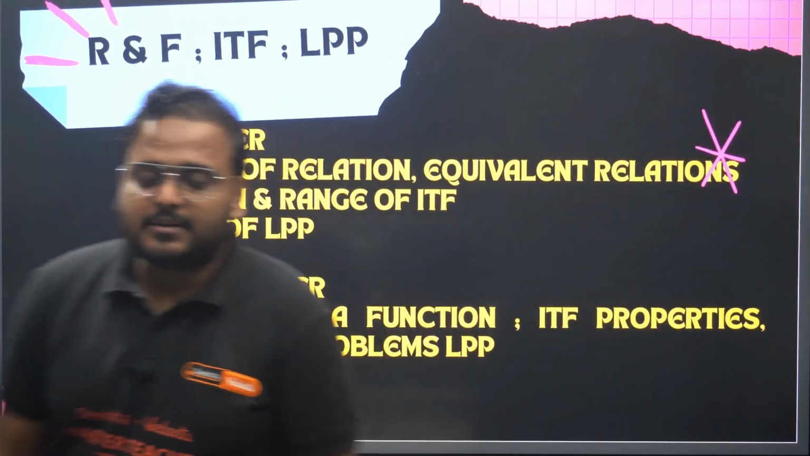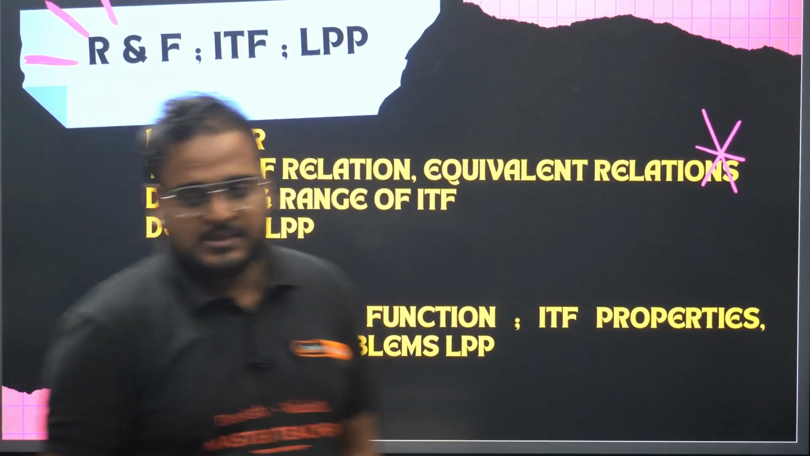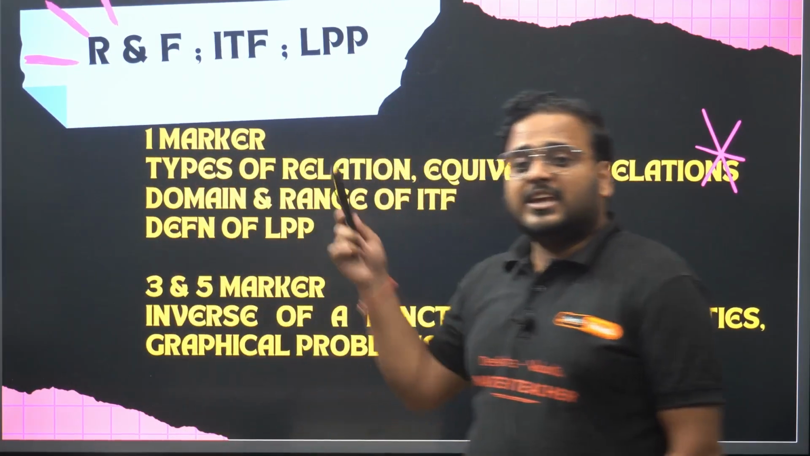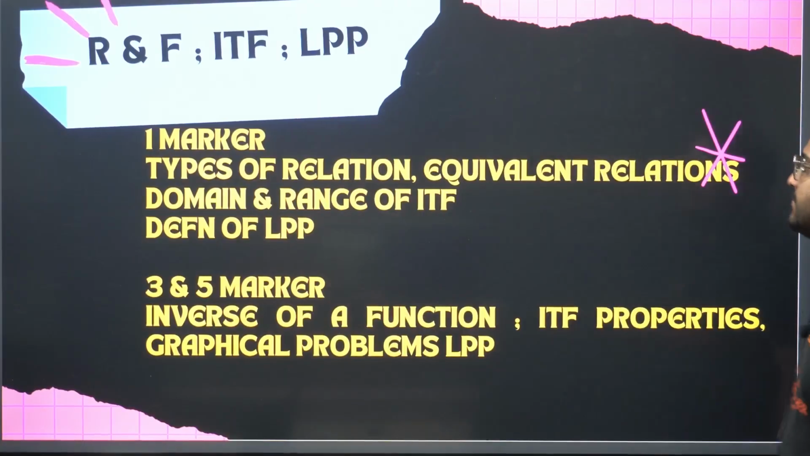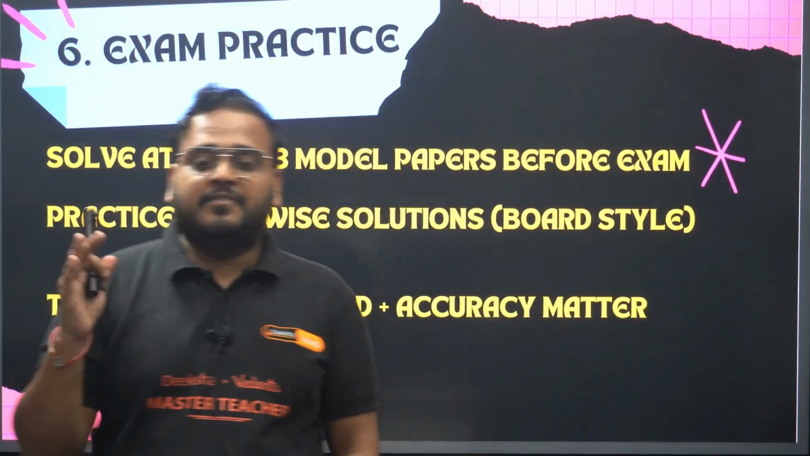So please check, these are the chapters and chapter wise important topics, chapter wise important topics in each of the marks categories. Clear? Okay, so this is over. So we have covered our first 5 points.